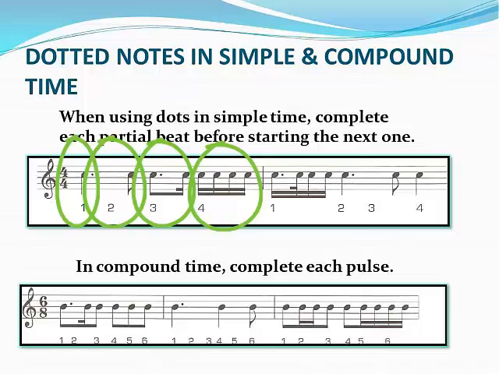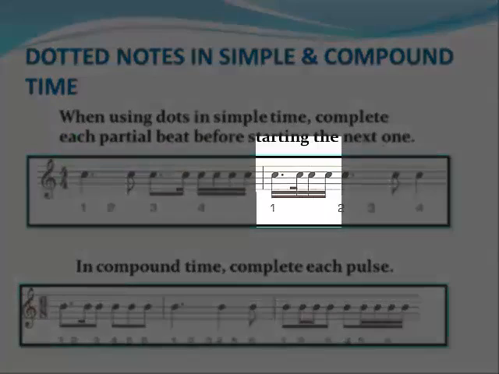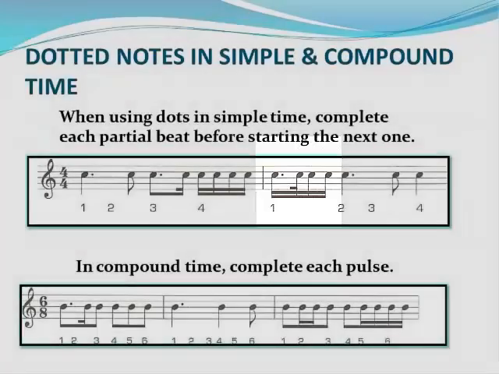In our first example, we begin with a dotted quarter note. You must complete that second beat with a note before you move on to the third beat. In the second measure, we have a dotted 16th note which must be completed with the 32nd note. In compound time, you must complete each pulse.